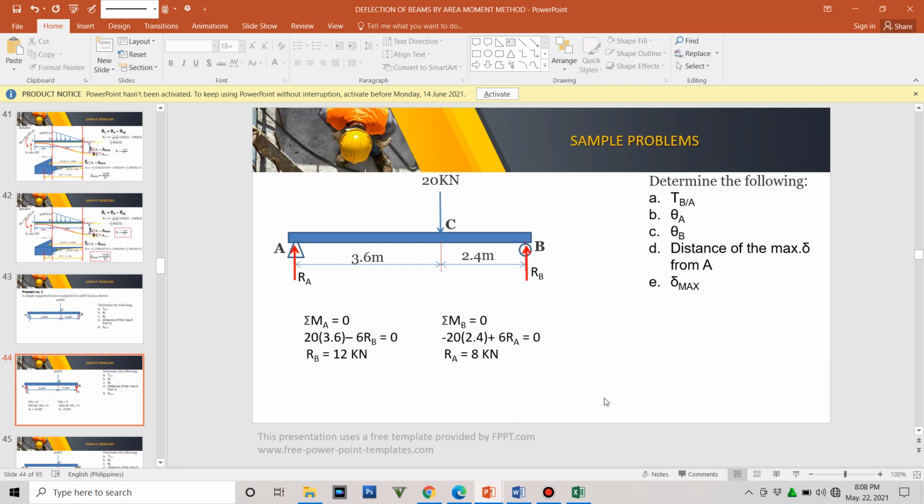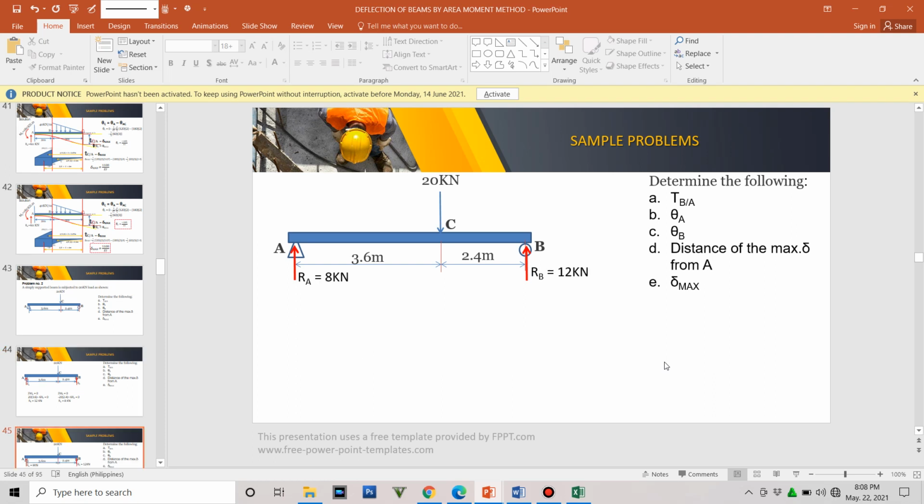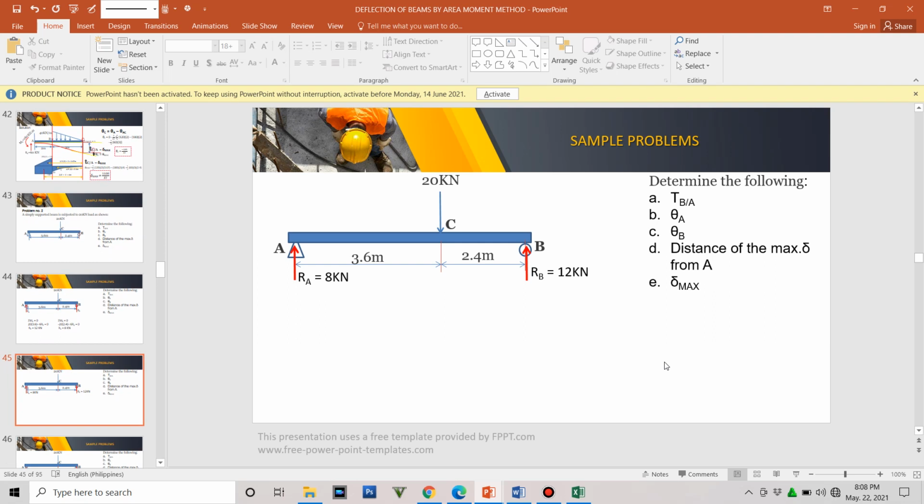Again, first things first, reactions first. You can do that by taking moments at both ends. It is important that you always check that the upward forces equal the downward forces. So, for the upward, two reactions, we have 12 and 8 that will yield 20. And the 20 downward, really, our vertical forces are in equilibrium. So we place 8 and 12 on the beam.